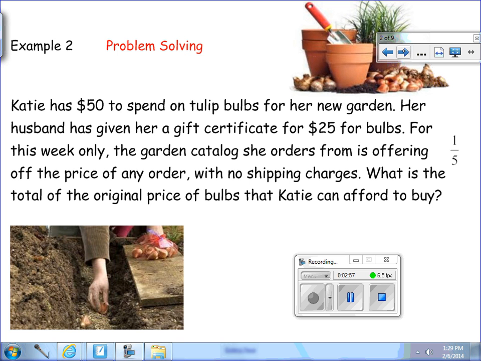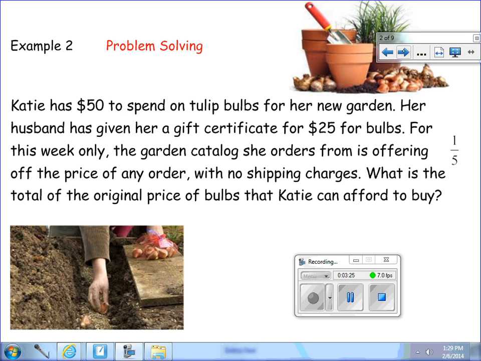In example 2 of problem solving, Katie has $50 to spend on tulip bulbs for her new garden. Her husband has given her a gift certificate for $25 for bulbs. For this week only, the garden catalog she orders from is offering 1/5 off the price of any order with no shipping charges. What is the total of the original price of bulbs that Katie can afford to buy?